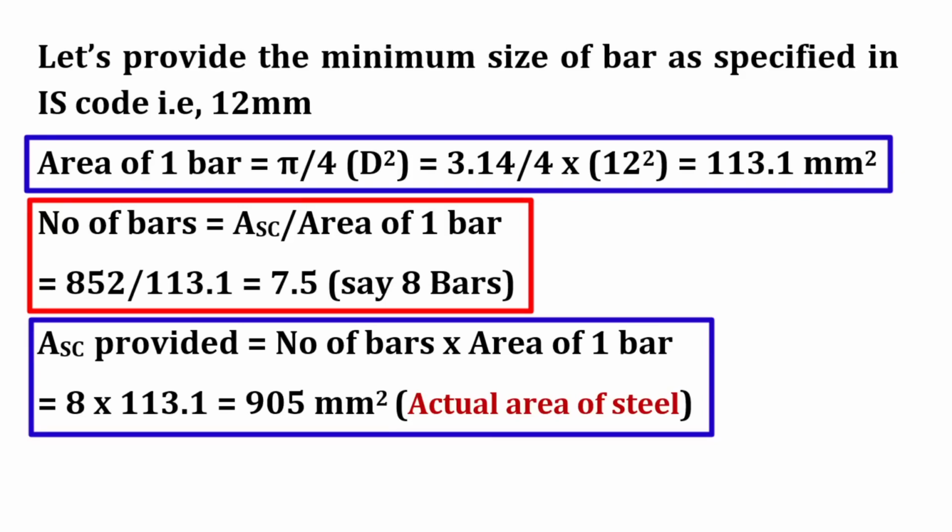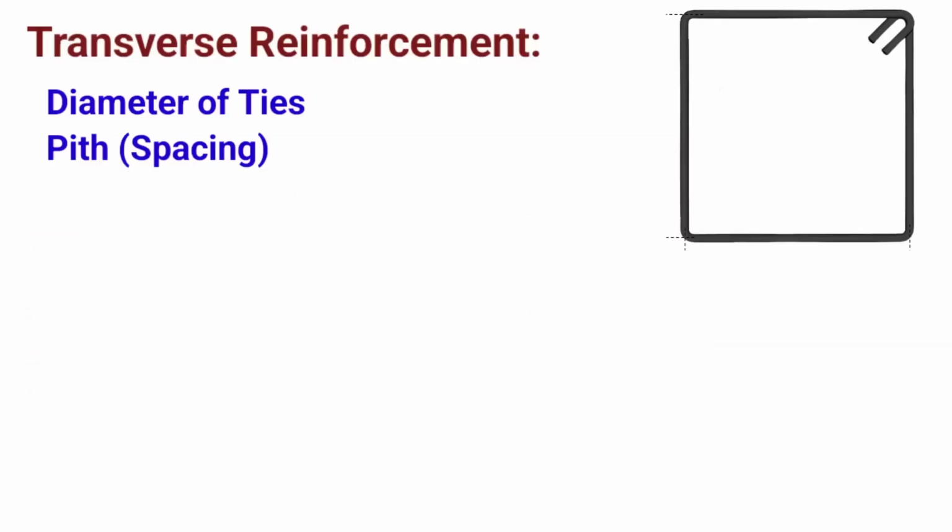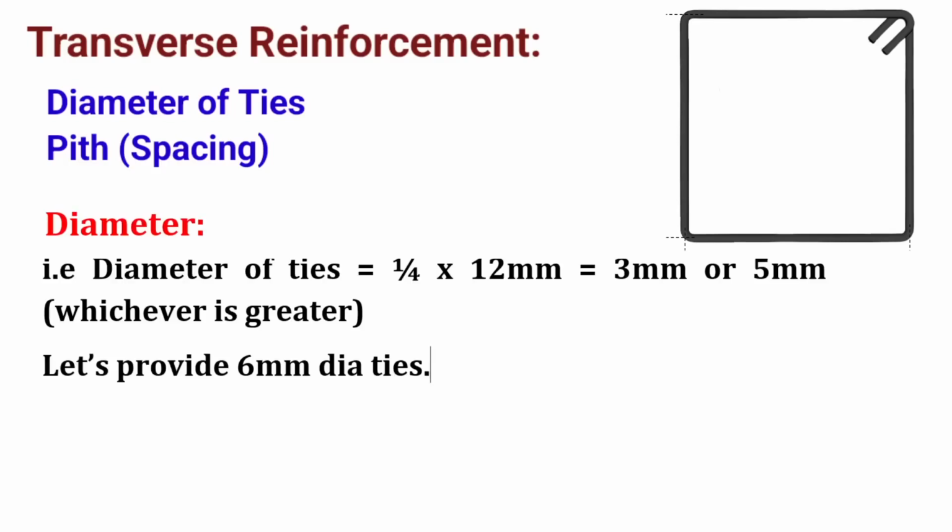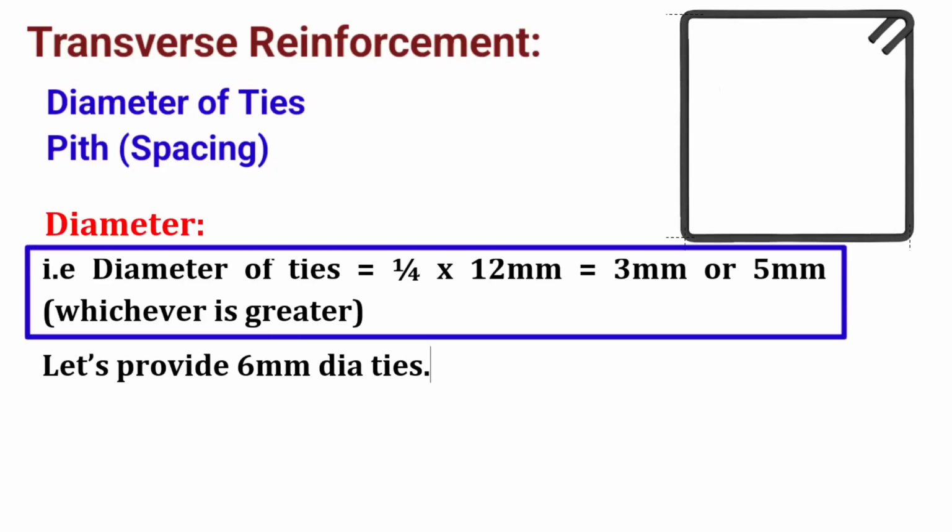Now, we need to determine two things, that is diameter of the lateral ties and the pitch or simply the center to center distance between the lateral ties. The diameter of the lateral ties shall not be less than 1/4 of the diameter of the largest longitudinal bar and in no case less than 5 mm. That is, diameter of ties will be equal to 1/4 into 12, which will be equal to 3 mm, or we can take 5 mm, whichever is greater. Let's provide 6 mm dia bars.